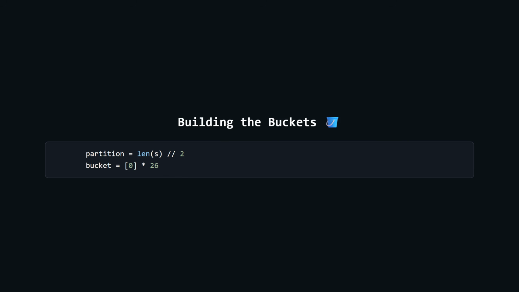Again, we find the middle of the string. But this time, we create a list called bucket, with 26 zeros in it. Each slot represents a letter from A to Z. We loop through the left half of our string. For every letter we see, we figure out its alphabet index and add 1 to its corresponding bucket.